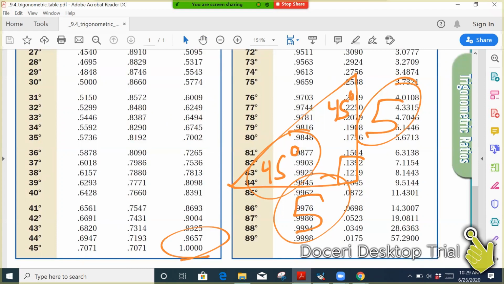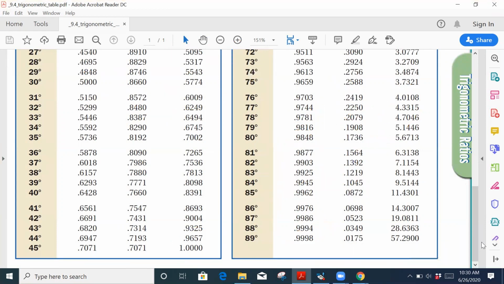If you look at 30 over here, it's 0.5. That's because in a 30, 60, 90 triangle, the opposite leg is going to be half the hypotenuse, no matter what, whether that's 10 and 20 or 1 and 2, that relationship is always going to be true, all right? So again, this trig table is just like special right triangles. You treat them the same way, except you don't have to memorize the ratios. They're all here for you.